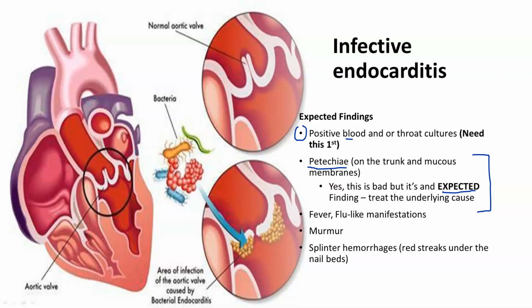Obviously, it's still an inflammatory disease process. It's still an infection. So we're talking about fever, flu-like manifestations. Because of the structural changes, especially in the acute phase, you can hear a murmur. And then the other one is you can see splinter hemorrhages, red streaks underneath the nail beds. Again, this is not something that I have seen a whole lot of, specifically the splinter hemorrhages.